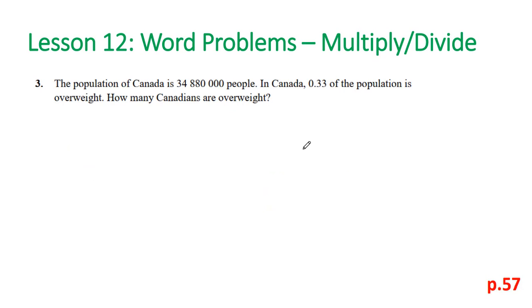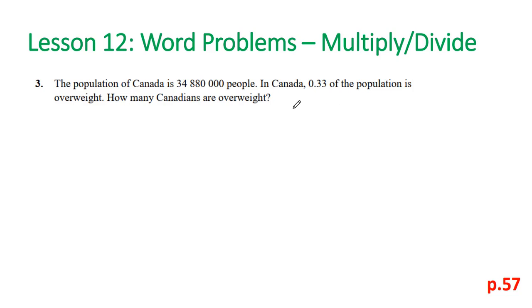Number 3, the population of Canada is 34,880,000 people. And now this would be a bit outdated, I suppose. In Canada, 0.33 of the population is overweight. How many Canadians are overweight? And what this 0.33 represents is 33% of the population.